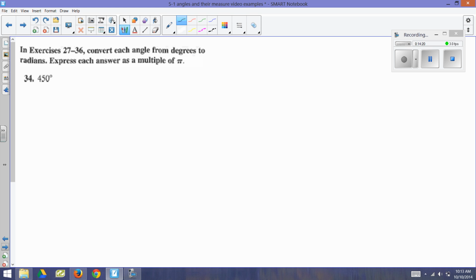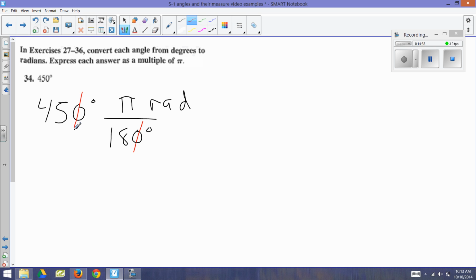34. 450 degrees. Degrees on the bottom, radians on top. Reduce. 9 goes into each of those. 9 goes into 18 2 times. 9 goes into 45 5 times. So I end up with 5 pi over 2 radians.